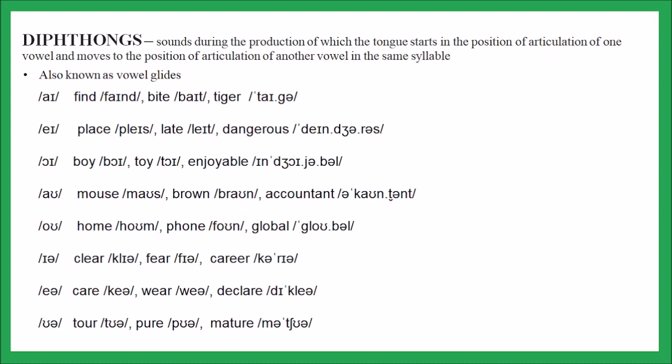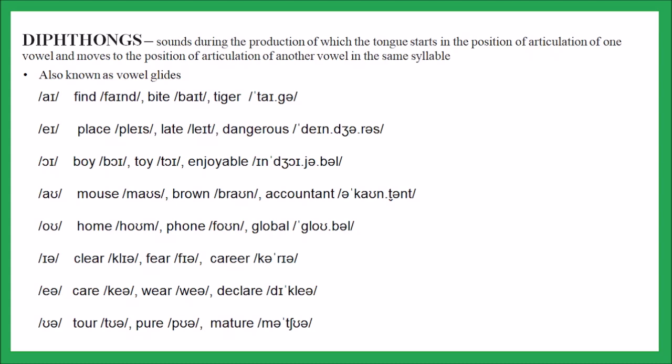Then the fourth diphthong begins in an A and ends in an U. Ow. As if somebody pricked you with a pin, you produce the sound ow. Similarly, the words mouse, M-O-U-S-E, brown, B-R-O-W-N, cow, accountant. Ow sound.